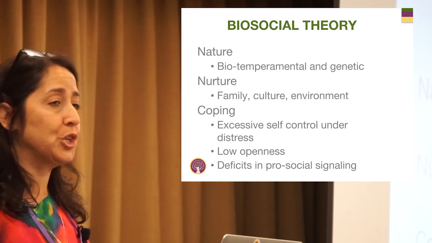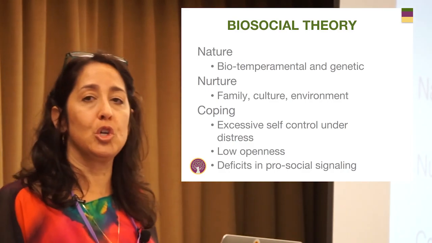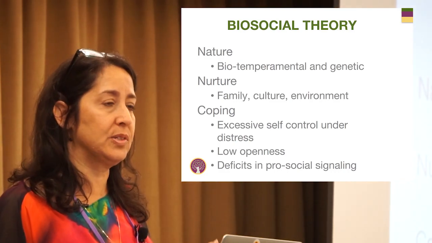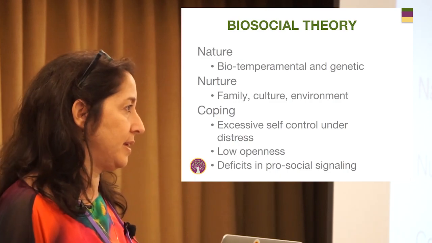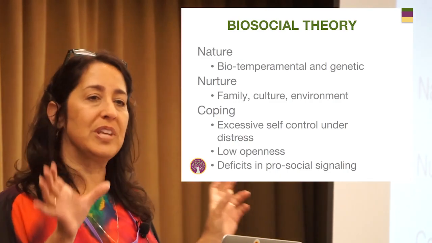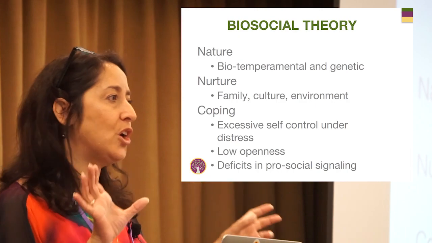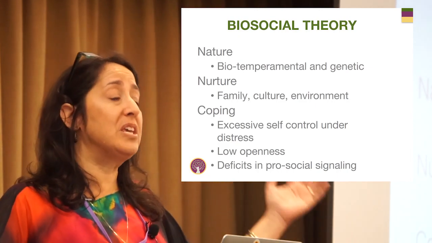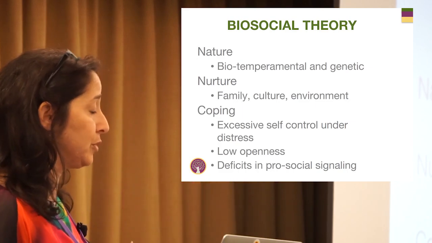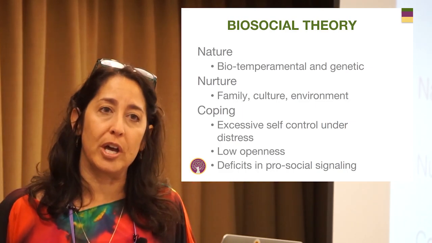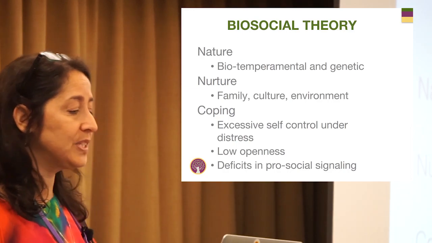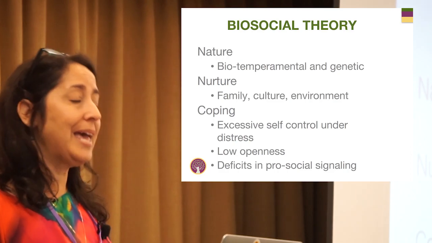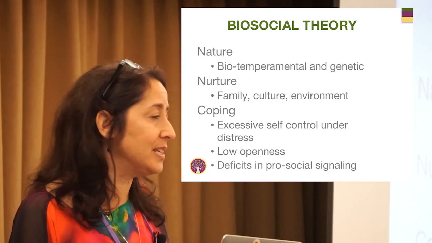Then I'm going to talk about nurture. Nurture is family, culture, and environment. And I want to highlight culture, and I do have a slide on this. Culture has a huge impact on this. There are over-controlled and under-controlled people in every culture, but how they look can be very different because of the powerful cultural influences. And then I'm going to talk about coping, which is excessive self-control under distress. It is low openness and deficits in pro-social signaling.